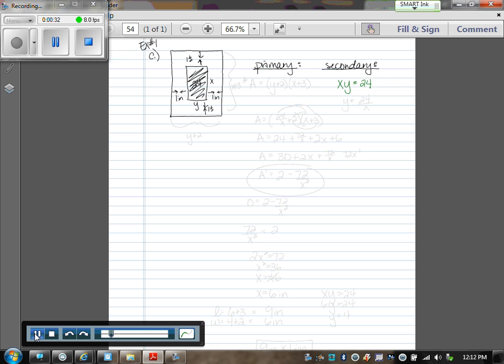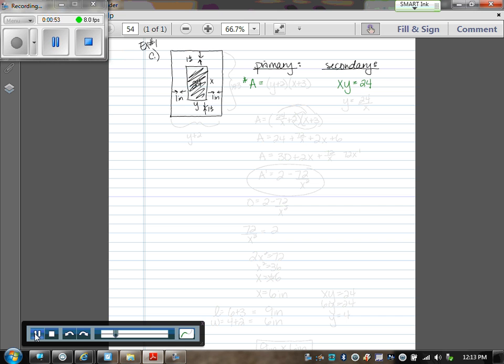It says certain things about the margins. On the top and the bottom have to be 1.5 inches. On the left and the right, the margins have to be 1 inch. What should the dimensions of the page be so that the least amount of paper is used? Least amount of paper means the area. And so for my primary equation, I want to optimize the area of the paper.